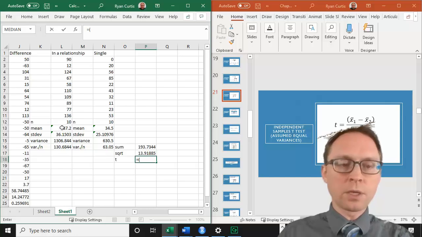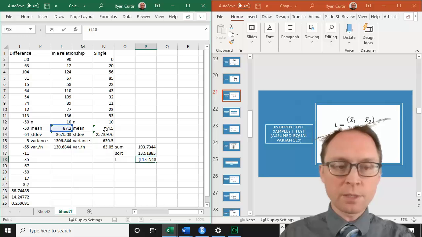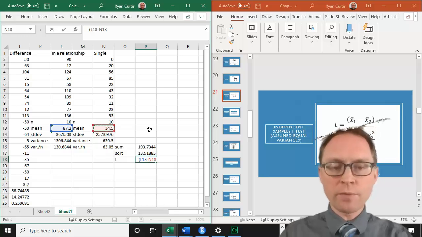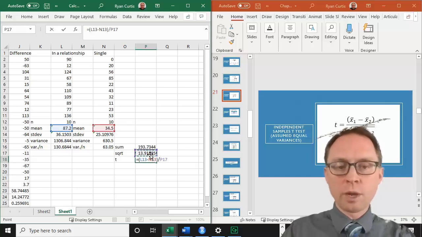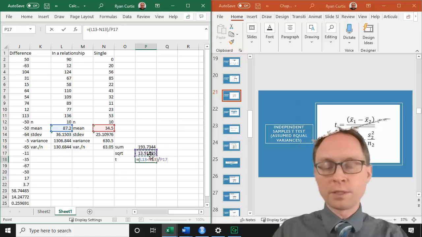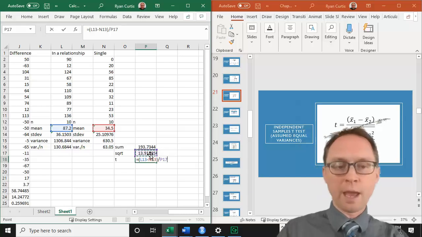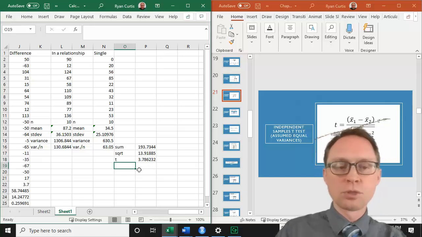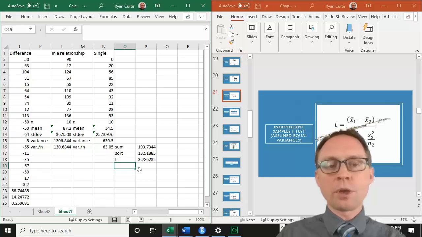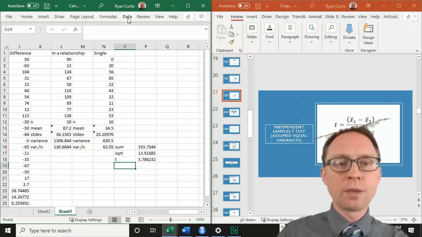And so then we get our t when we go x bar sub 1 minus x bar sub 2, 87.2 minus 34.5, divided by the square root of the variances divided by n. They add them up, get the square root. That's what you get, and it is 3.7862.